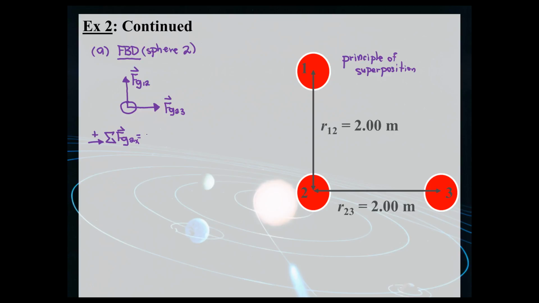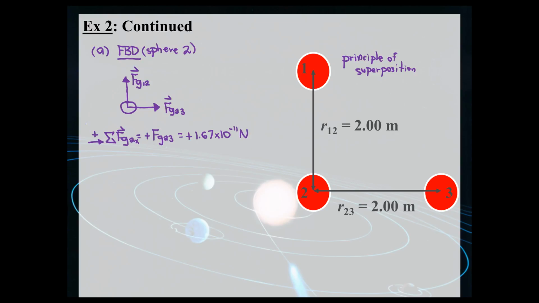And that is just equal to positive Fg23. And Fg23 was 1.67 times 10 to the negative 11. So 1.67 times 10 to the negative 11 newtons.